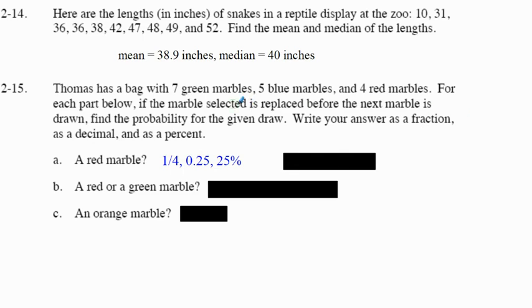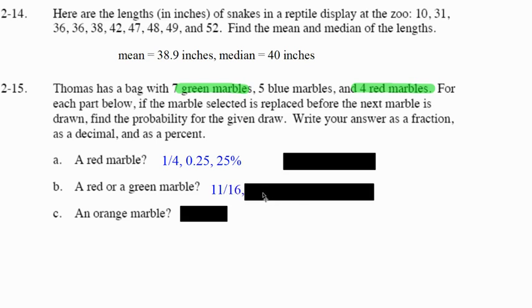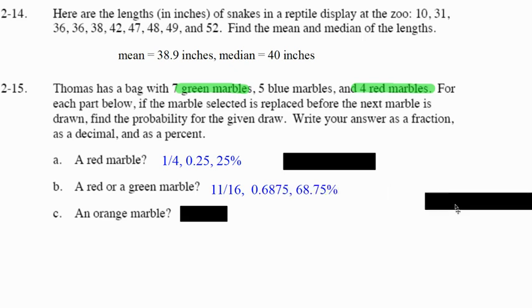Remember, with red or green, these and these would be considered a successful outcome. So I want to see 11 out of 16. I want to see that you showed 11 divided by 16 is what decimal and what percent. And since there are no orange, that will be pretty straightforward.